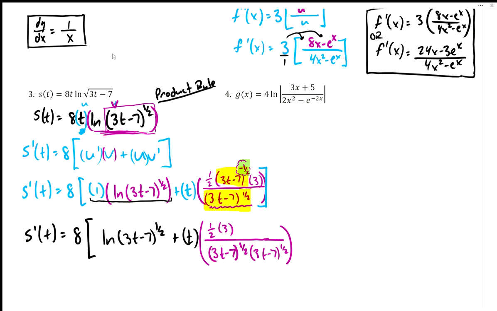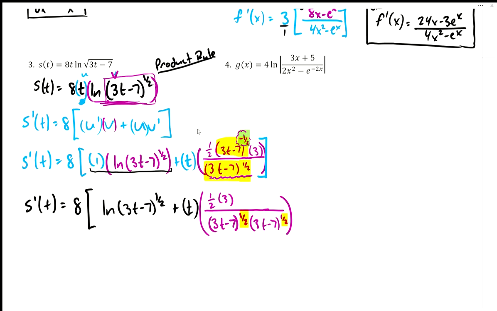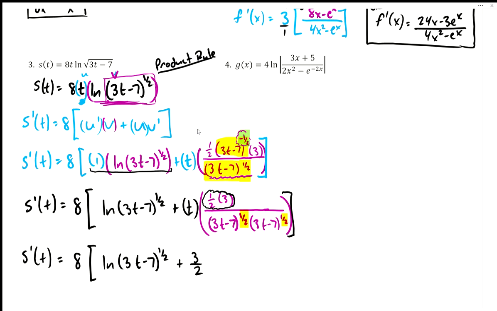Okay, and then we can see, oh, these are the same thing times themselves. That means these powers would add, which makes that 1. Okay, so that now simplifies. Oh, let's get our big bracket. That now simplifies to be s prime of t equals 8, and then ln of 3t minus 7 to the half. And then we have plus. Now, the way I'm going to write this, okay, so this 3 times 1/2, I'm going to rewrite to put it out front. So that would be 3/2, like so. And then the t would be in the numerator.